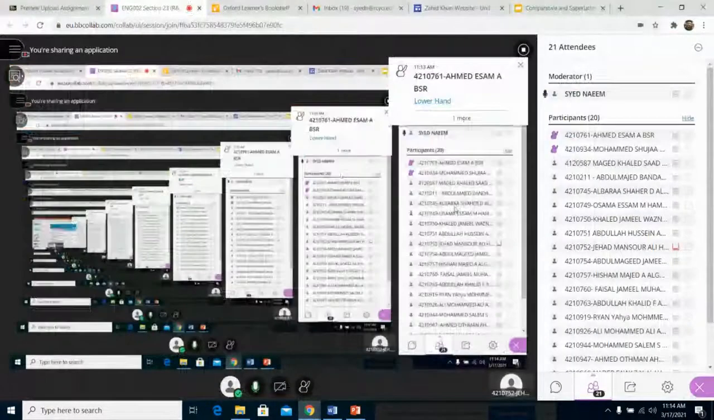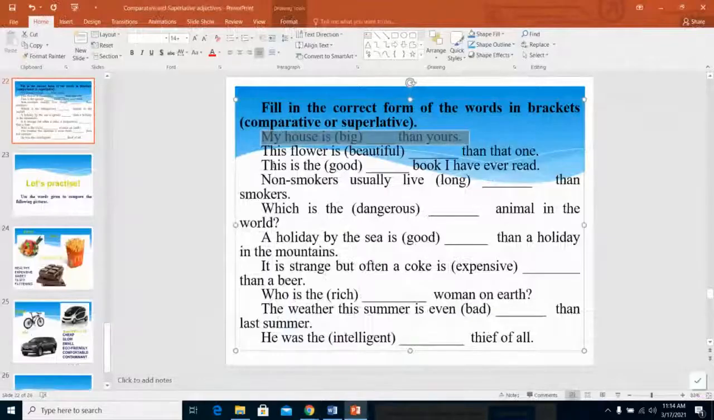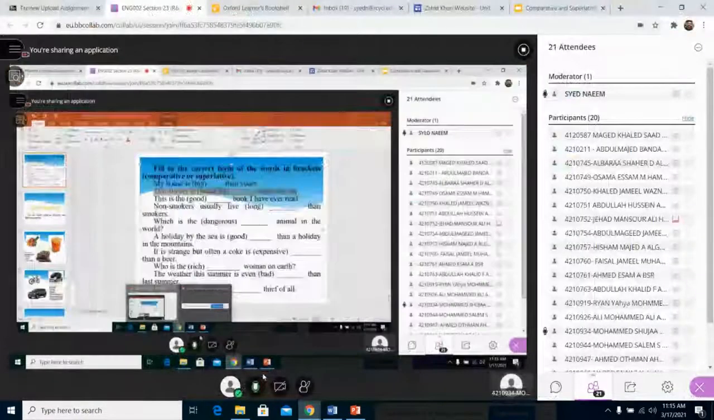Yes, number 2. Number 2, who is in the line? Muhammad Al-Bakhami, you want to do number 2? Yes, of course, doctor. This flower is most beautiful than that one. When we say superlative, we don't need to use the word than. We say this flower is the most beautiful. Okay? But if we make comparative, we say this flower is more beautiful than that one. Okay? All right.